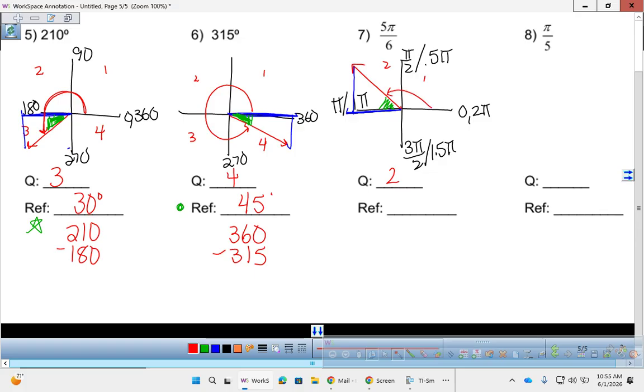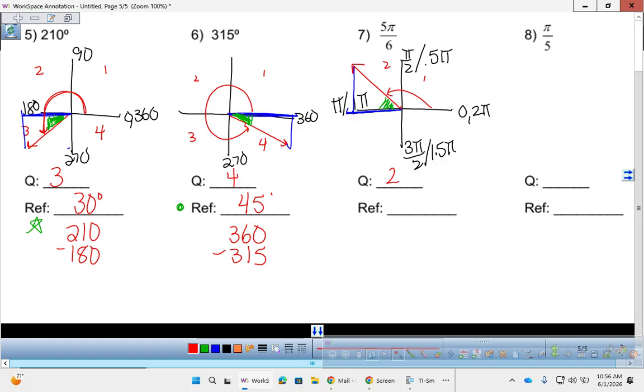That's 5 pi over 6. So the 5 pi over 6 plus that little green sliver makes 180 degrees. 180 degrees is how many radians? 1 pi. So 5/6 plus what equals 1? How many more sixths do you need? 5/6 plus 1/6, right? That last sliver is 1/6.